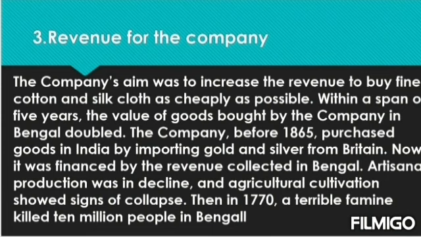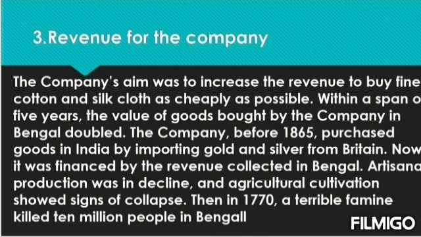Within a span of 5 years, the value of goods brought by the company in Bengal doubled. The company before 1865 purchased goods in India by importing gold and silver from Britain. So please underline the point. In 1865, the company purchased goods in India by importing gold and silver from Britain. Now it was financed by the revenue collected in Bengal.